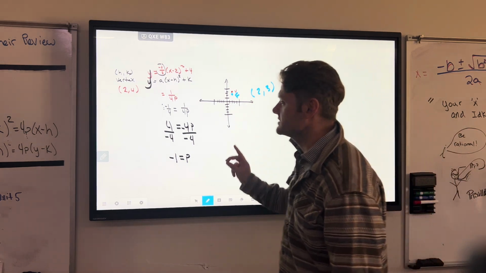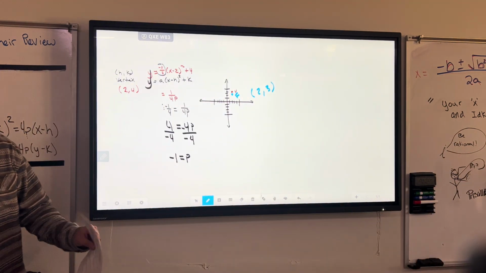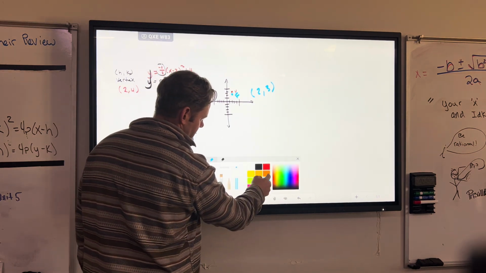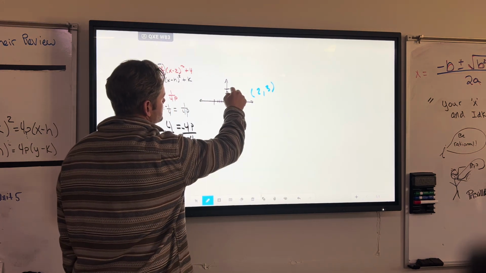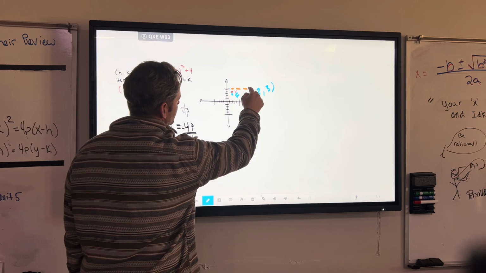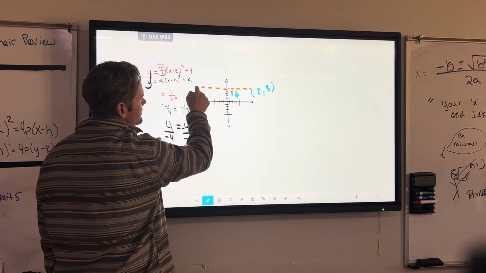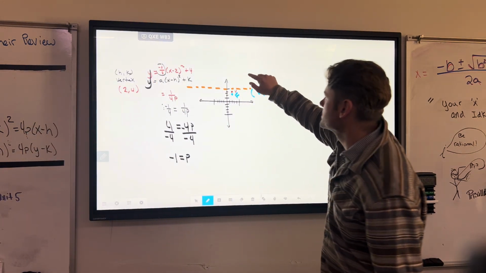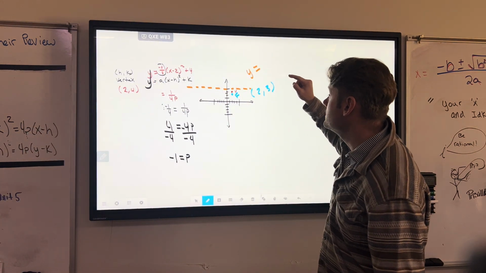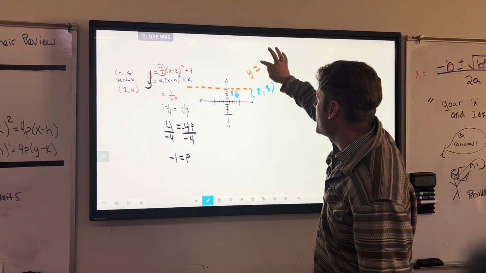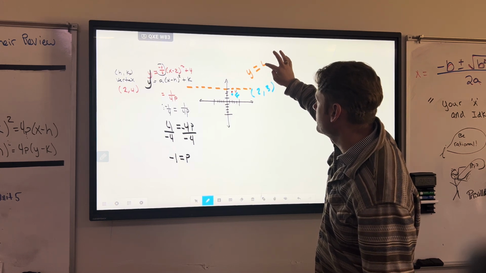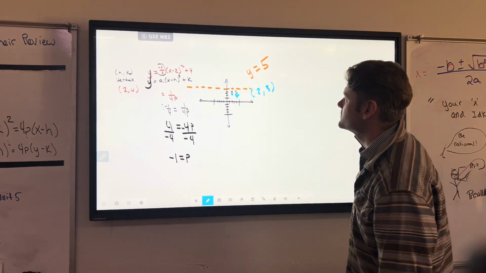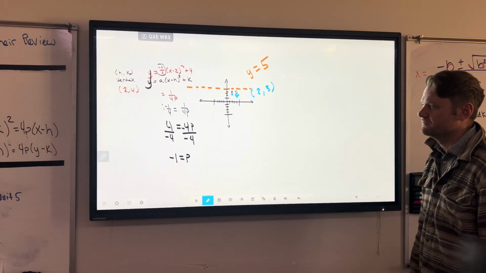Now my directrix is p units above my vertex when I'm opening down. So it's going to come over here. I'll use a different color, I'll use orange here. It's 1 unit away. And remember what the directrix is. The directrix is a line. So our directrix is going to be y equals a positive, let's see, how far do we go up here? We go up 4, so 1 more. So it's y equals a positive 5.